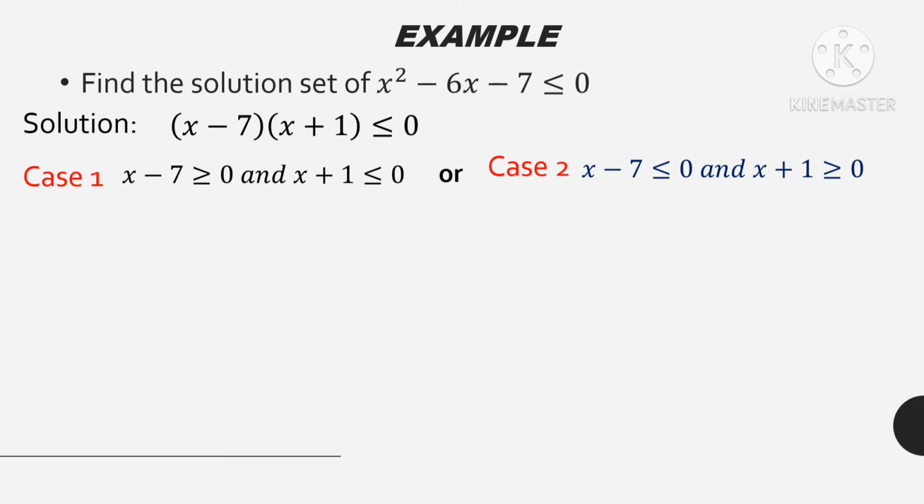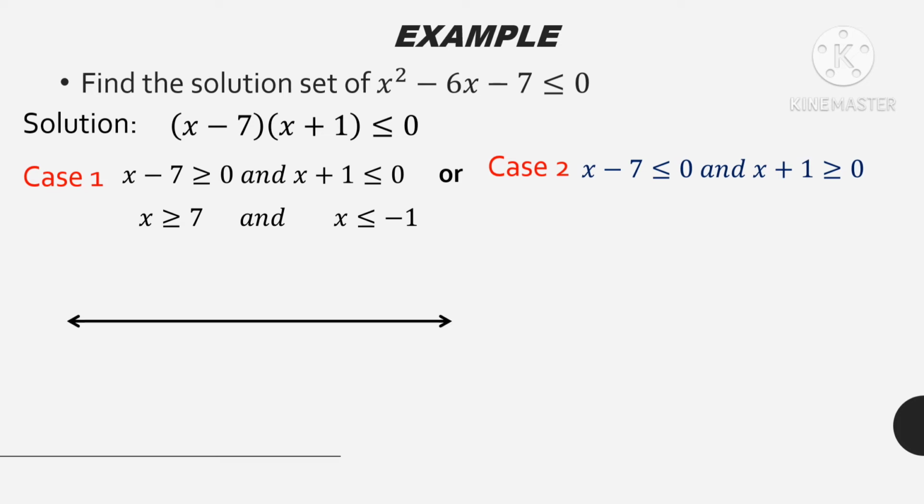So let us first start with case number 1. Let us solve the inequality in case number 1. So we have x is greater than or equal to 7 kasi we transpose this to the right side. Then second, we have x less than or equal to negative 1. We transpose this positive 1 to the right side. Then to verify if they have common elements or if they intersect at a certain point, we have to sketch the graph of the two inequalities.